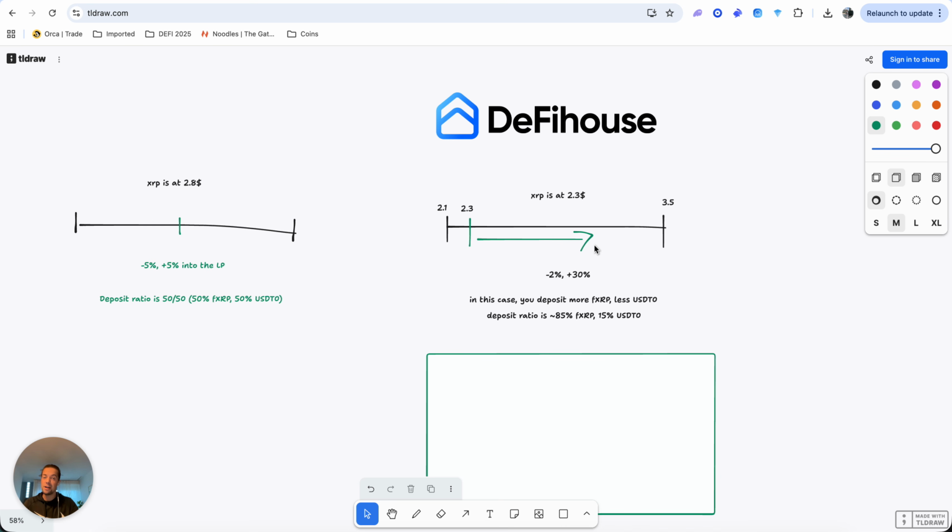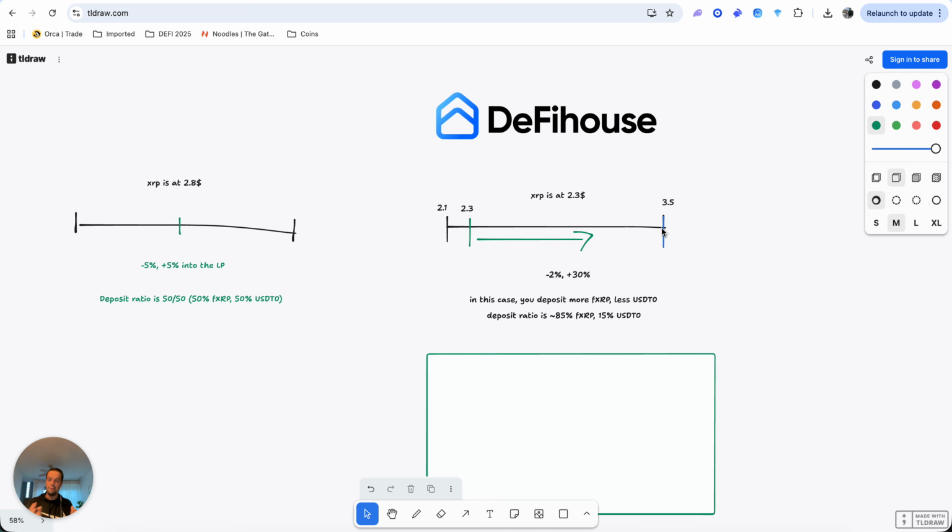And then if XRP goes up to 3.5 and reaches the upper limit of your range, you have two options. Either wait for a pullback. Once it goes back down, you are once again back in range, earning the fees, right? And accumulating more fees, including Fxrp, or you will be fully converted to USDT zero, sorry, and then essentially you can withdraw the money from the pool and swap back into the Fxrp if you want to be holding it for the continuous run, right? So you have multiple options.